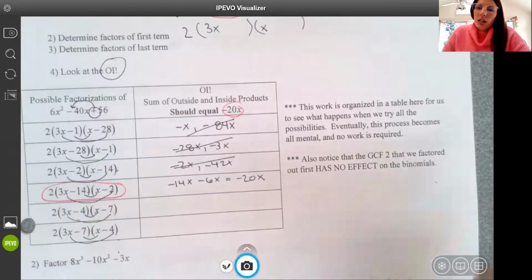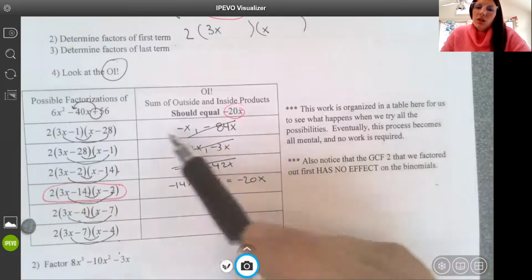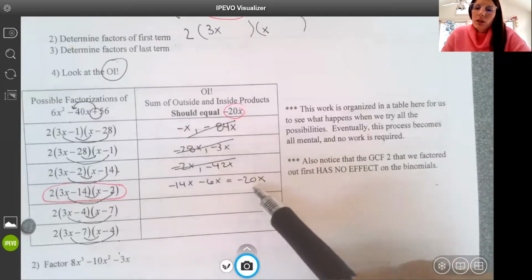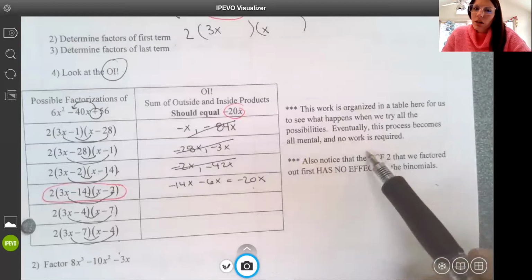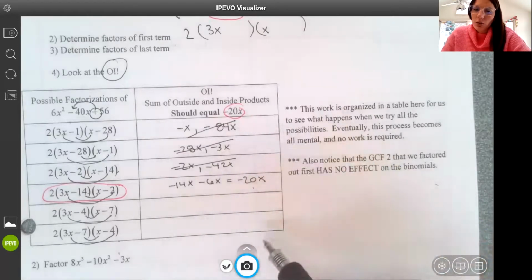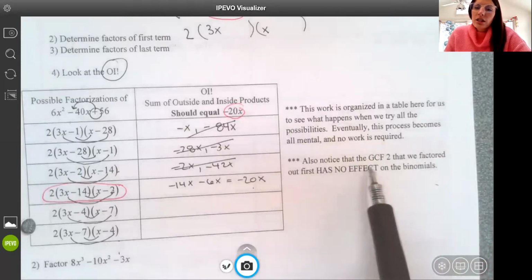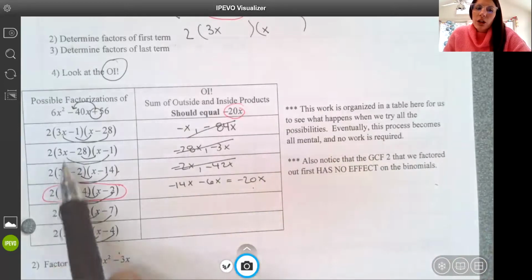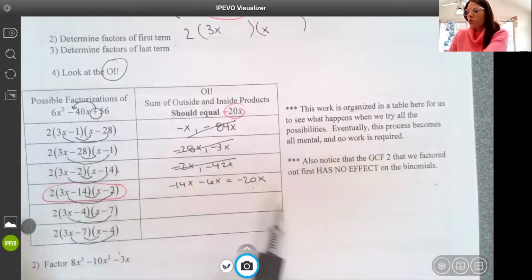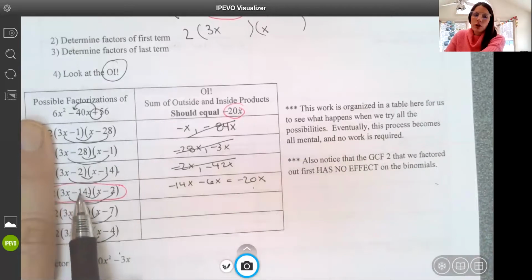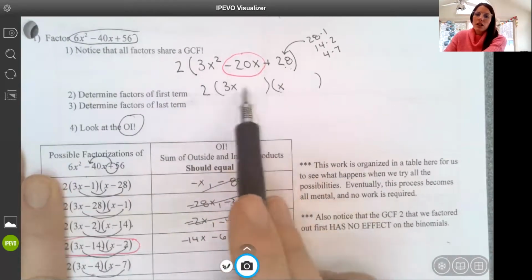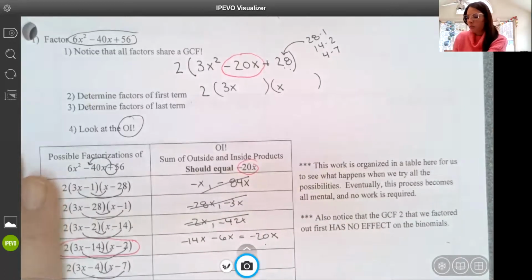Okay. So it's just organized in a table here. See what happens. If we were to try all the possibilities, there's only going to be one that works. And eventually this process becomes all mental, right? We don't even have to write in the outer inner. We're just kind of mentally checking what combo is going to work. Also notice that the GCF of 2 that we factored out at first has no effect on the binomials. So once we take the 2 out, it's there, it's still floating out front, but when we're factoring, we're now looking at this trinomial. That 2 is not affecting how we look at it.